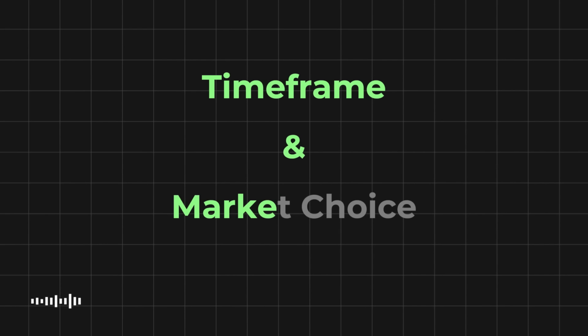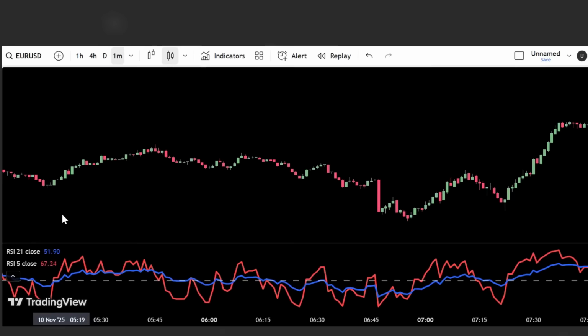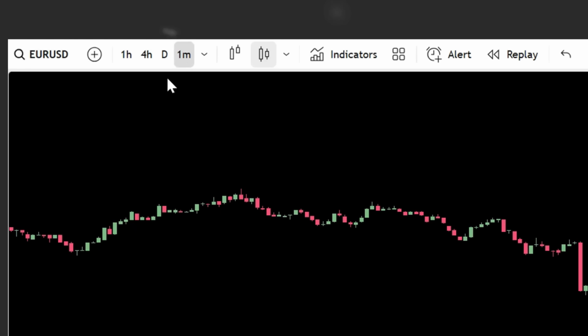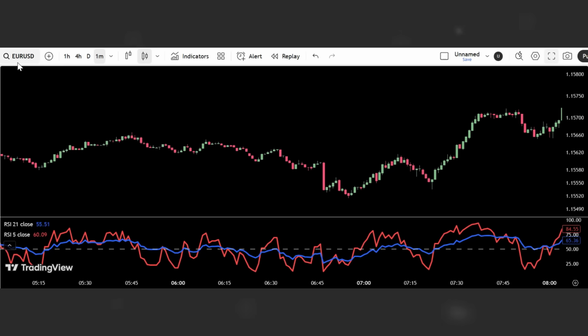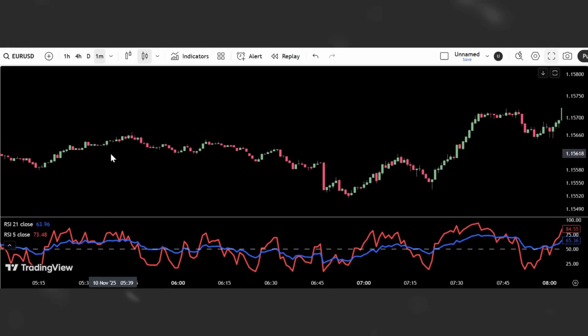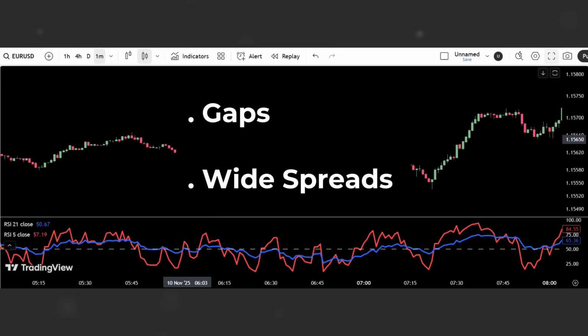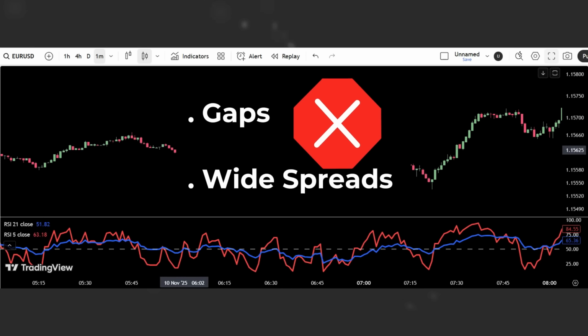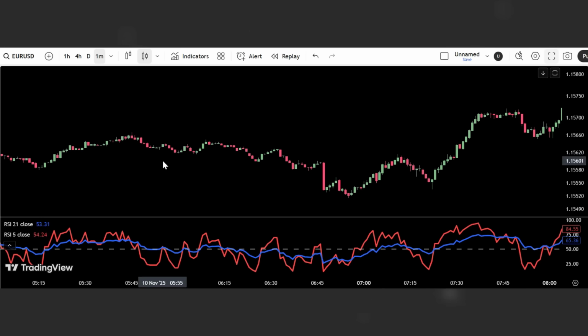Time frame and market choice. Right now we are on a 1-minute chart showing Euro to USD, but this strategy works on any asset or market with enough volume and liquidity. Since scalping targets small price moves, markets with gaps or wide spreads can ruin your entries, stop loss, and profit targets. Always choose active and liquid markets.